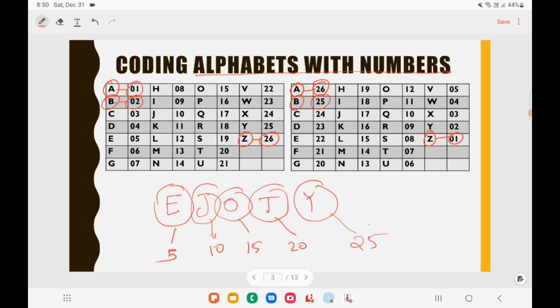Okay, you don't need to write all the numbers, write all the alphabets and find it out. So if I ask you, if you need to find out the number corresponding to U, you know that U comes after T, and from EJOTY you know that T is 20, right? So then U will be 21. So in this way you can easily find out the code for the English alphabet if you remember EJOTY.